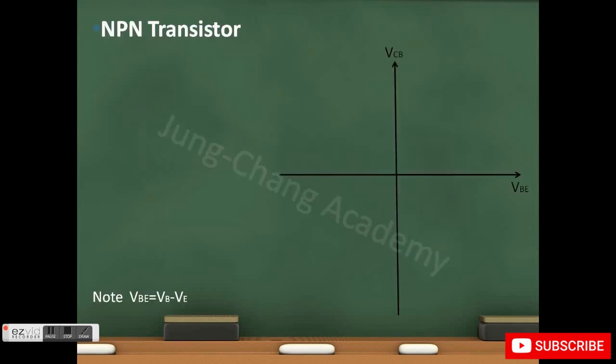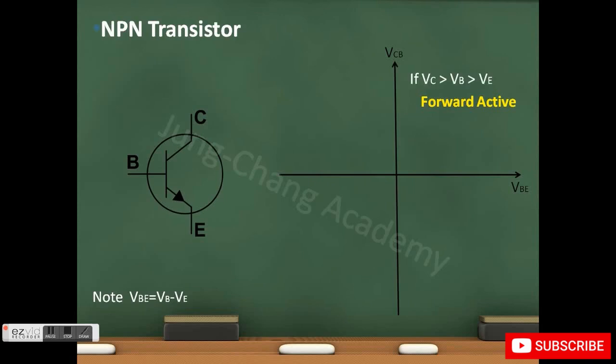This is when the transistor is in the forward active mode. Take an NPN transistor as an example. The transistor operates in the forward active region when the voltage at the collector is greater than the voltage at the base and greater than the voltage at the emitter. In this mode, the collector current is about 200 times the base current, and the emitter current is almost equal to the collector current.